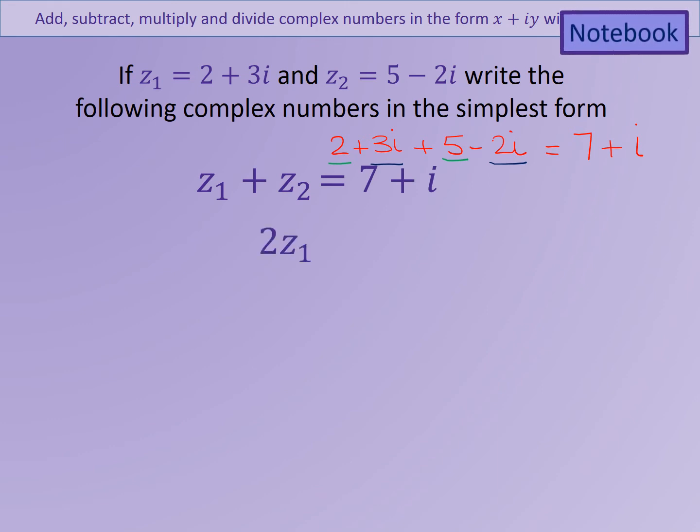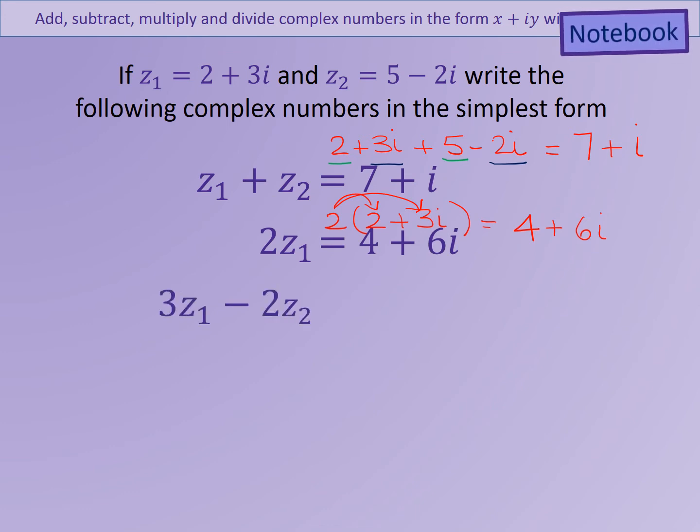Next, 2 lots of z1. So we have 2 multiplied by z1, 2 plus 3i. And here we need to multiply this out, so we've got 2 multiplied by 2 and 2 multiplied by 3i. This will give us 4 plus 6i.